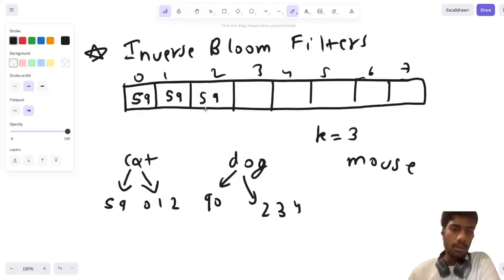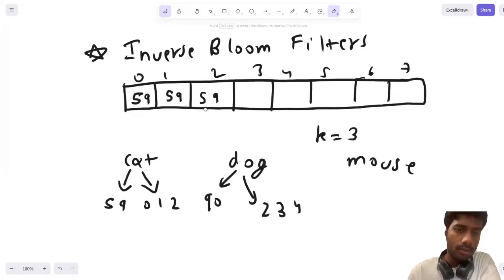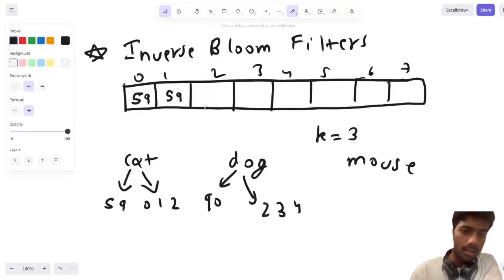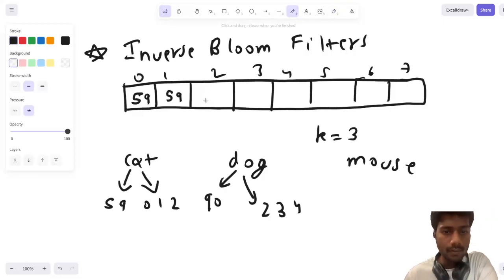And when the dog comes, suppose its fingerprint is 90 and the indices are 2, 3, 4. Then we see 2 is already occupied by 59, which is cat. We go ahead and erase it and simply replace it with the 90 fingerprint: 2, 3 and then 4.